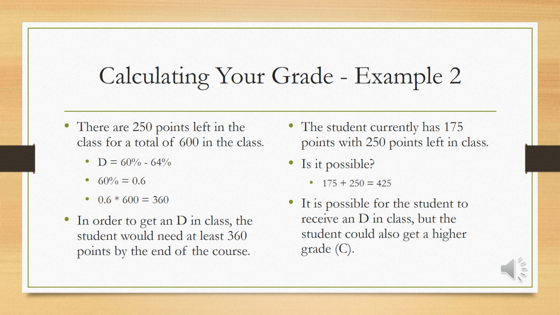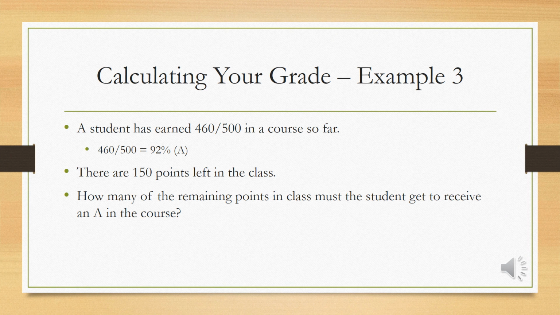So to get a D in the class, the student will need at least 360 points. The student currently has 175 points and there's 250 points left in the class. So by adding 175 and 250, the total is 425. So it is possible for the student to receive a D in the class, but if they earn all the points that are left in the class, they could get a C.